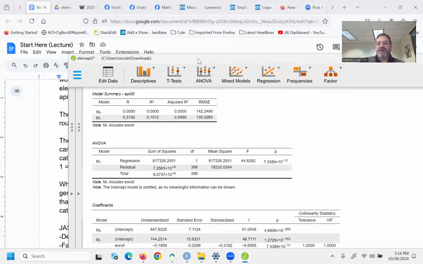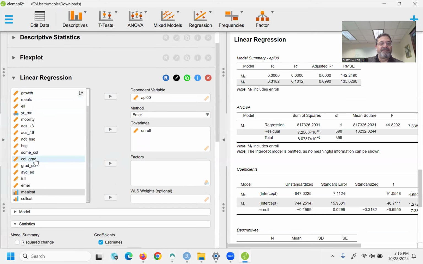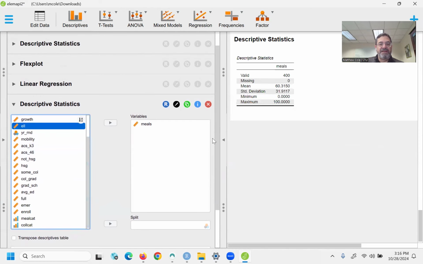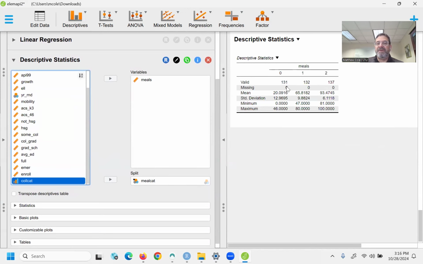So if we were to go to descriptives, let's do another descriptive, and let's take meals and look at it by this meal cat. Let's see if we see 3 relatively equal groups. Yeah, not bad. Around 130, right? So it took our meals continuous variable, and they already made a categorical variable that's basically given us 3 equal group sizes of meal ranges.